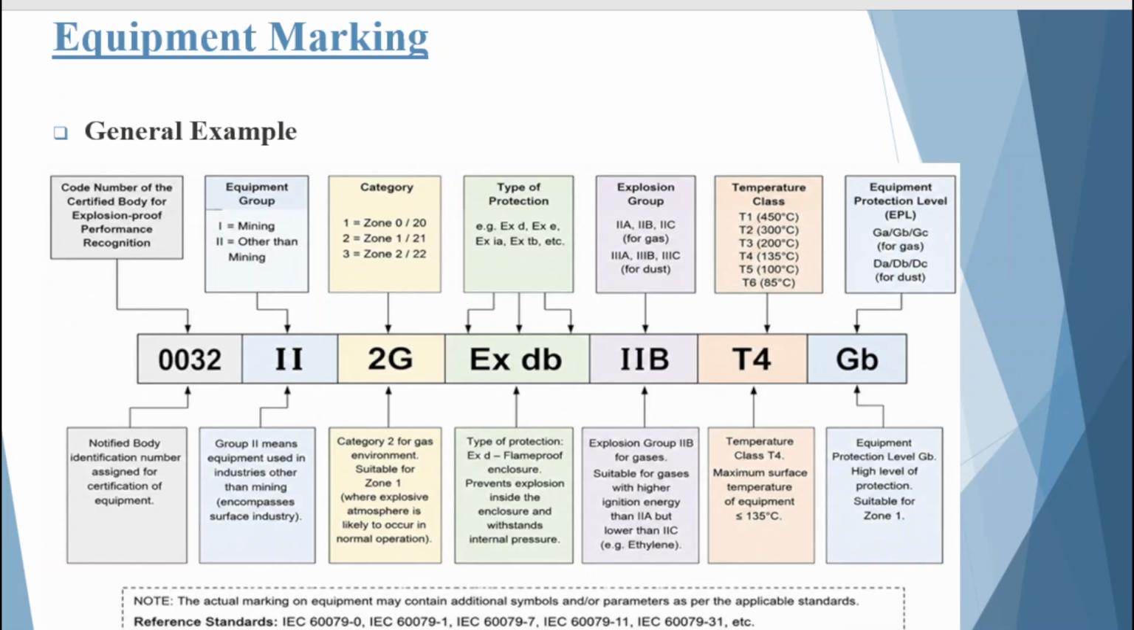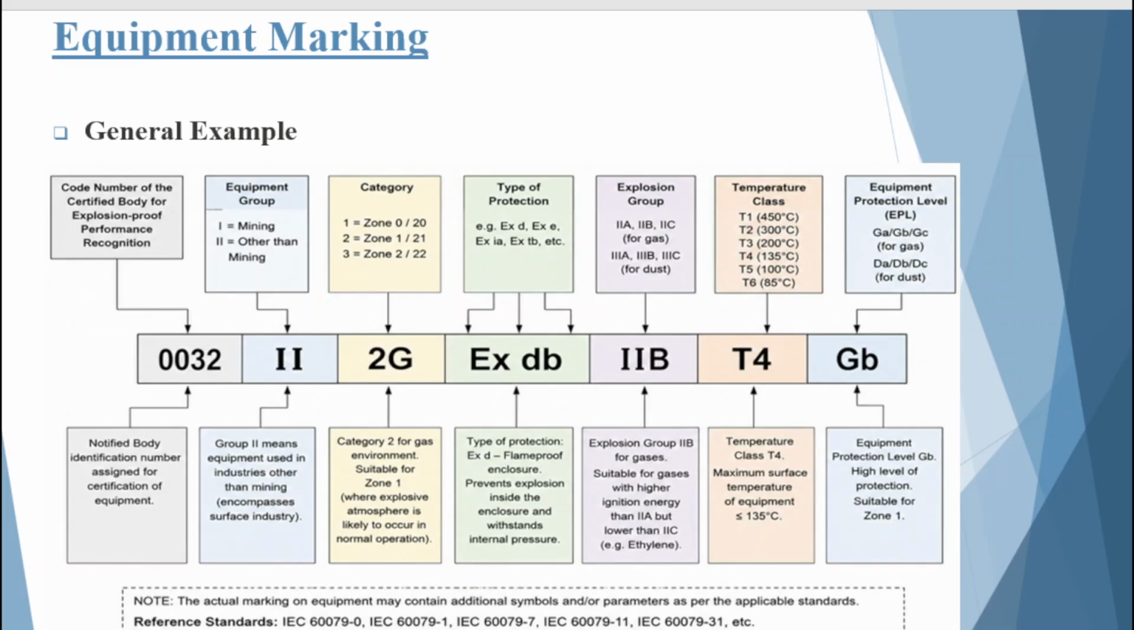The next marking is 2G. The number 2 represents the equipment category, indicating that the equipment is suitable for Zone 1 hazardous areas. The letter G stands for gas, meaning this equipment is certified for use in gas or vapor hazardous atmospheres. If the equipment were designed for combustible dust, you would see the letter D instead.